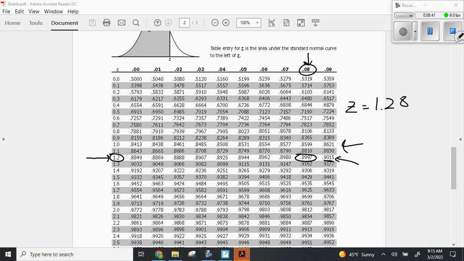So that's how we're going to use our table. We can find a z-score and then find an area. Or if we're asked to find a z-score that corresponds to an area, then we start from the inside and work our way out. We're going to do more of an example like this, okay?